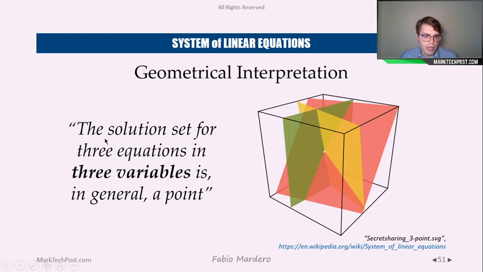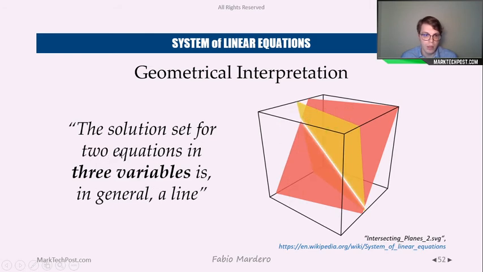If we downgrade the system of linear equations in three variables to two equations, here we go, the solution in general is a line, of course, because the two planes can cross together, and when they cross together, we get a line.